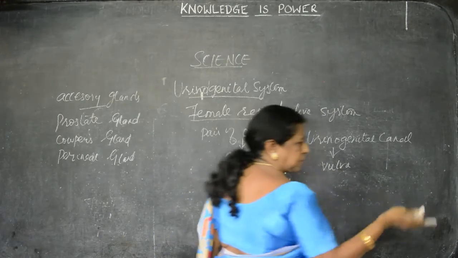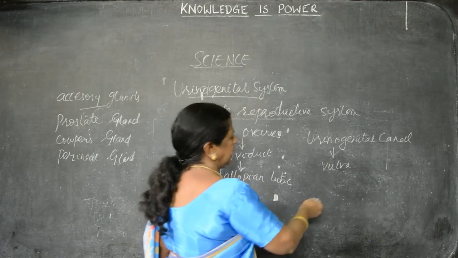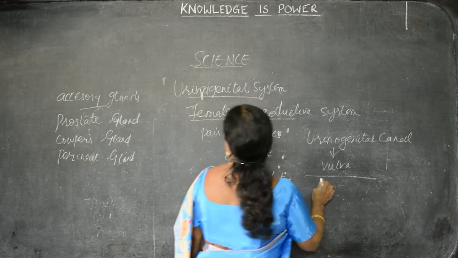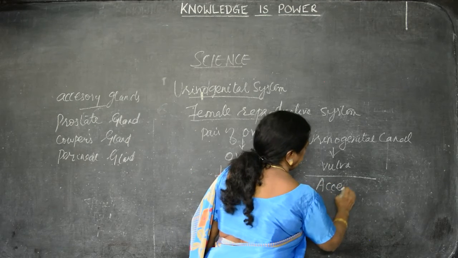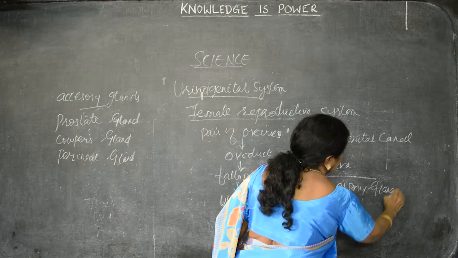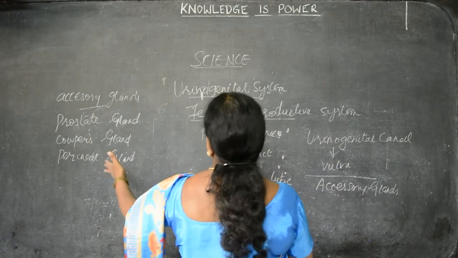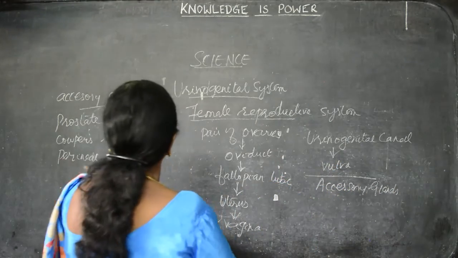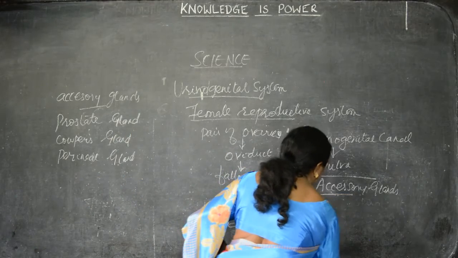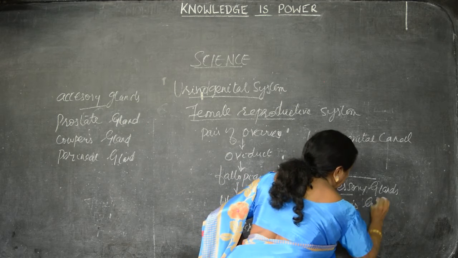The same as in the male reproductive parts, accessory glands are there. The same we can see in the female also. What are the accessory glands? Let us see now. In the male we have seen three glands: the prostate gland, Cowper's gland and perineal gland. In the female only two are there: one is Cowper's, the other one is perineal.